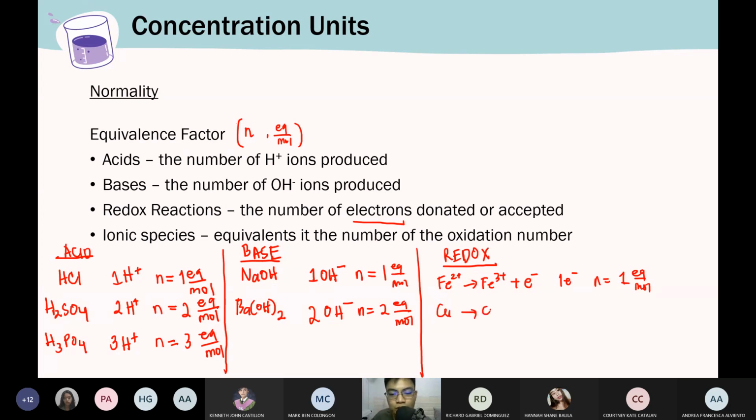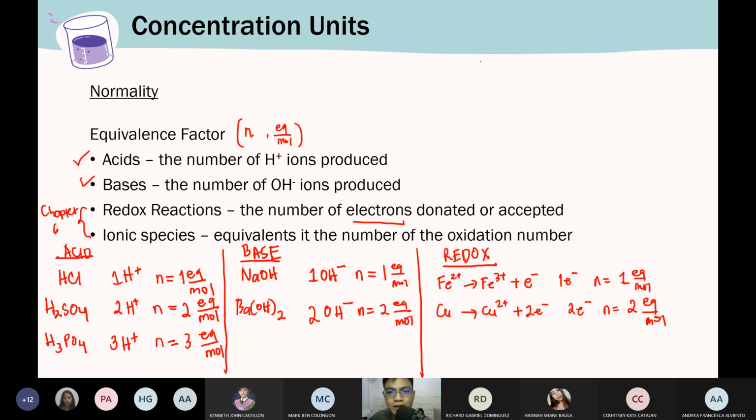Kunwari, copper to copper 2+. 2 electrons kailangan mo dyan. So, since you need 2 electrons, the equivalence per mole is 2 equivalents per mole, etc. Okay? So, again, wag na kayo mag-worry dito sa dalawang to. Kasi ito, i-discuss pa natin sa chapter 6. So, hindi siya kasama sa quiz. Itong dalawa lang kasama sa quiz. Pero itong dalawa, chapter 6 yan. So, I am showing you the redox equation. Be familiar with it because babalikan natin siya sa chapter 6.